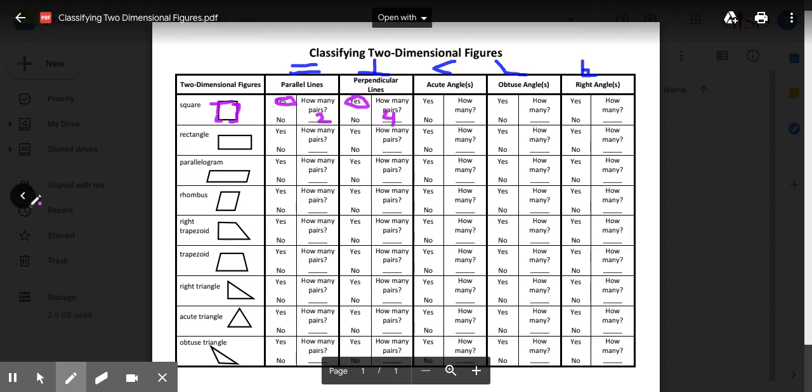Your next question is whether there are acute angles. Well, you know that a square is made up of four right angles, so your answer is no. Same thing with obtuse angles. You know a square has four right angles, so your answer to this one is no. And then there would be zero acute angles and zero obtuse angles. And then, like I said, a square is made up of four right angles, so your answer for this one is yes. And then there are four right angles.